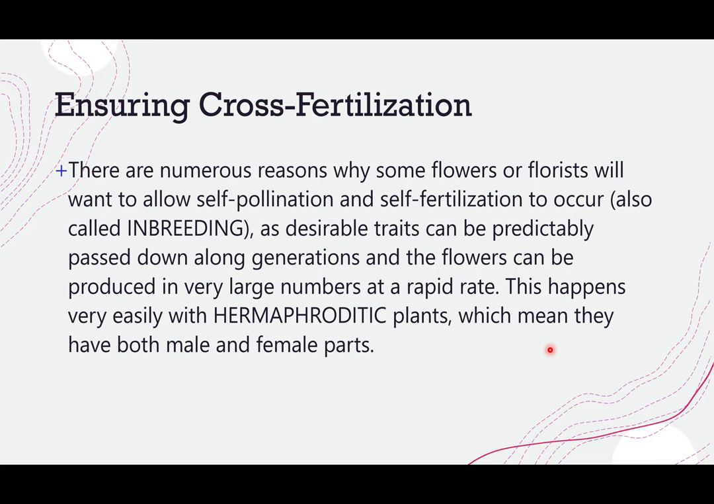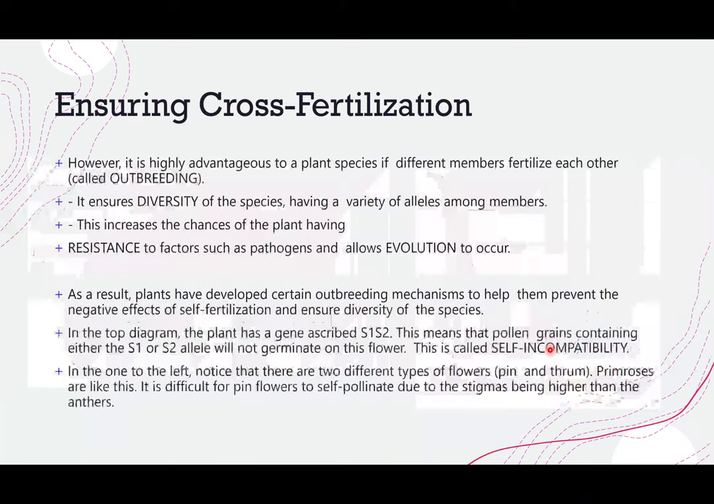Dioecious plants, right? So non-dioecious plants are what we call hermaphroditic plants, right? We can have self-pollination occurring, but how do we ensure cross-pollination?